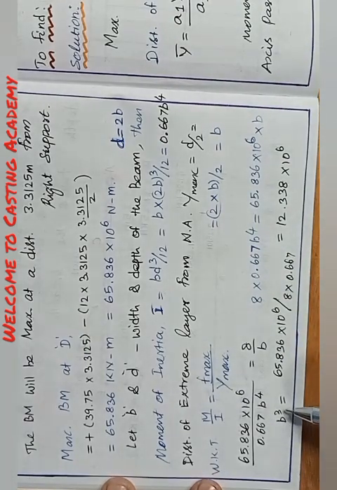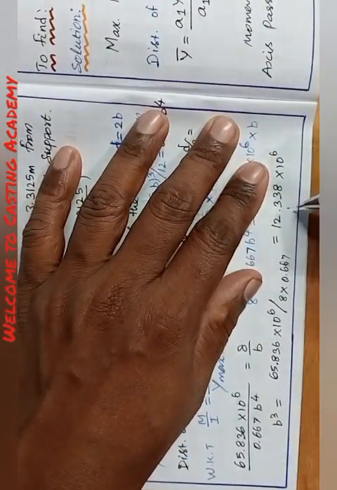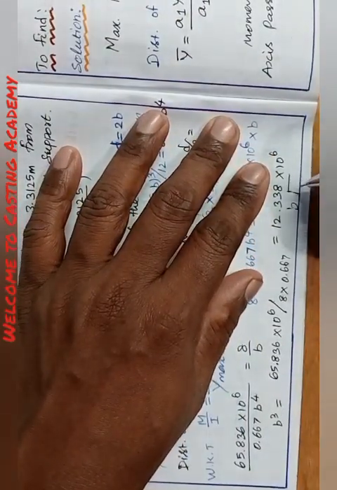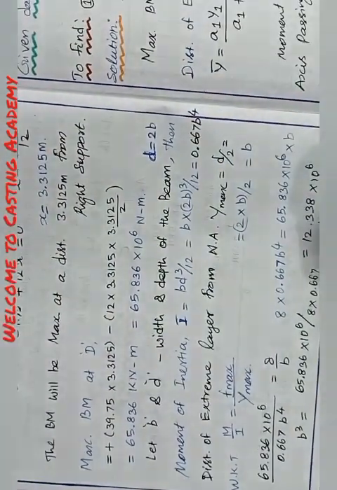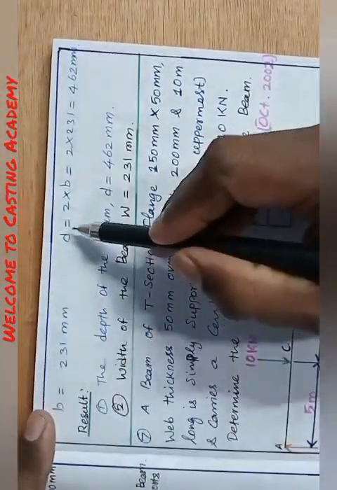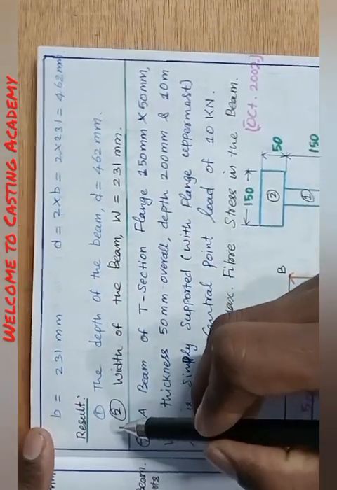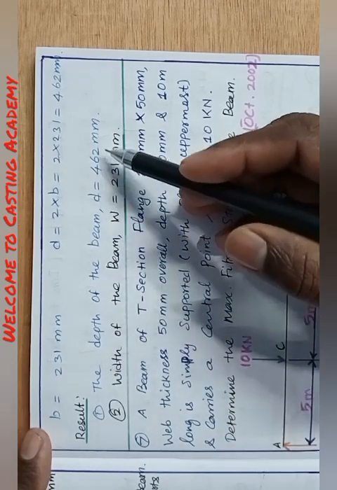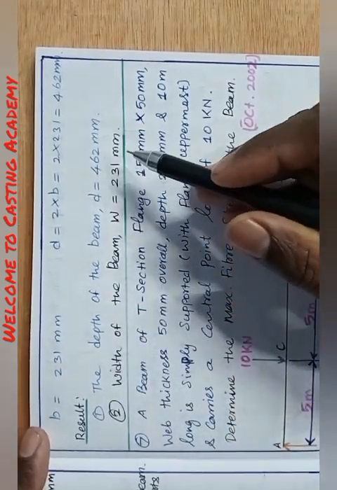Here B cubed equals 12 into 12.33 into 38 into 10 power 6. We find B by taking the cube root of this answer, so B equals 231 mm and D equals 2 times B, which is 462 mm. Finally, we write down the result: the depth of the beam D equals 462 mm and the width of the beam W equals 231 mm.